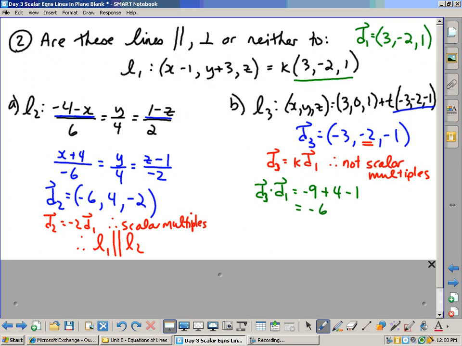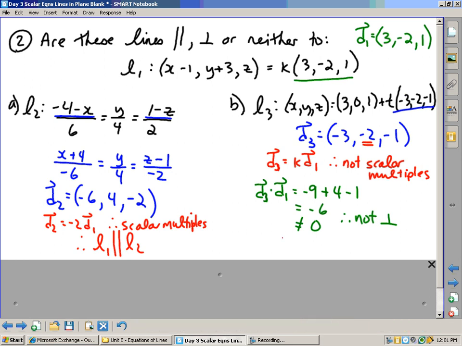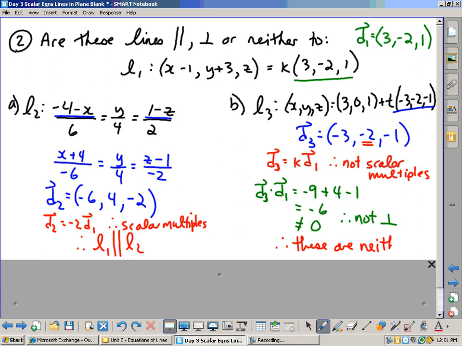I mean, frankly, I really don't care what it is. I just care that it's not equal to 0. So since their dot product is not equal to 0, then it's not perpendicular. So therefore, these are neither parallel nor perpendicular.